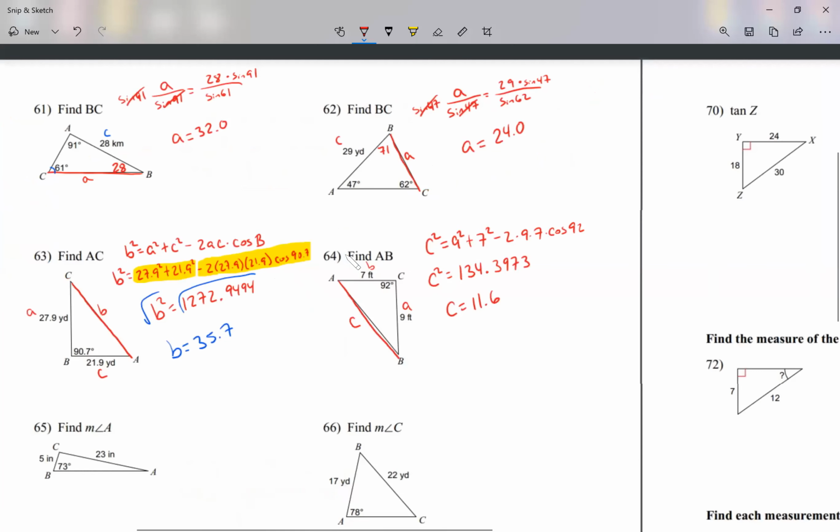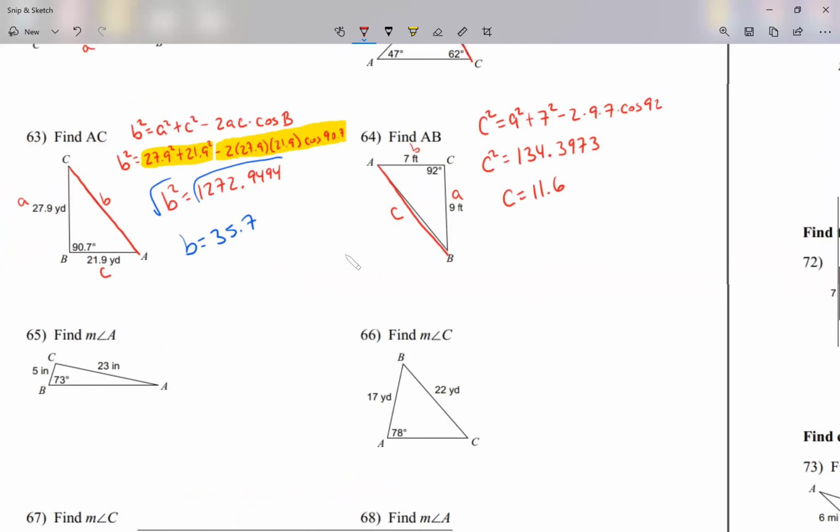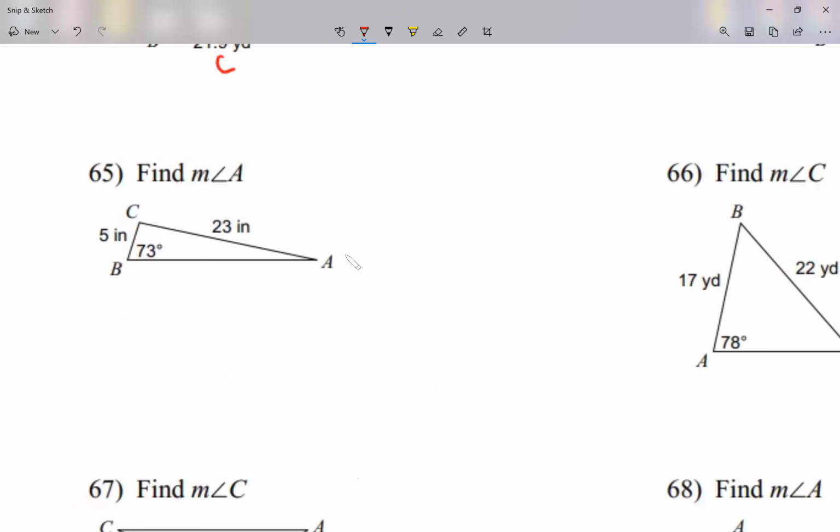So far we were solving for a side using the law of sines or using the law of cosines. Not a big deal. Now let's talk about when we're solving for an angle. I see I have side B, side A, and angle B. Okay, so I have side B and angle B, so I'm gonna use the law of sines. I'm asking you to solve for angle A. So let me write sine of A over 5 is equal to sine of 73 over 23.